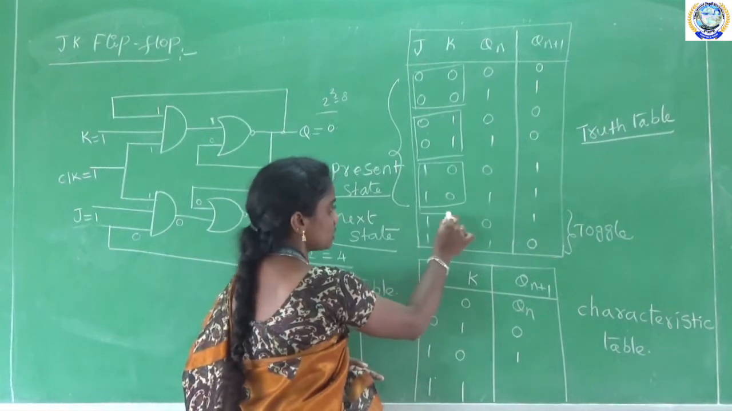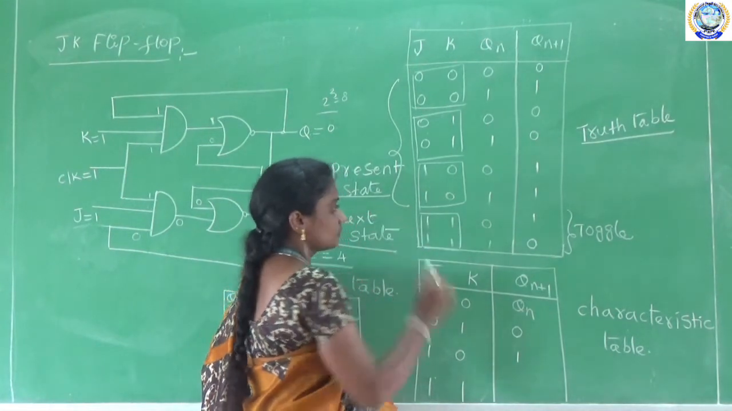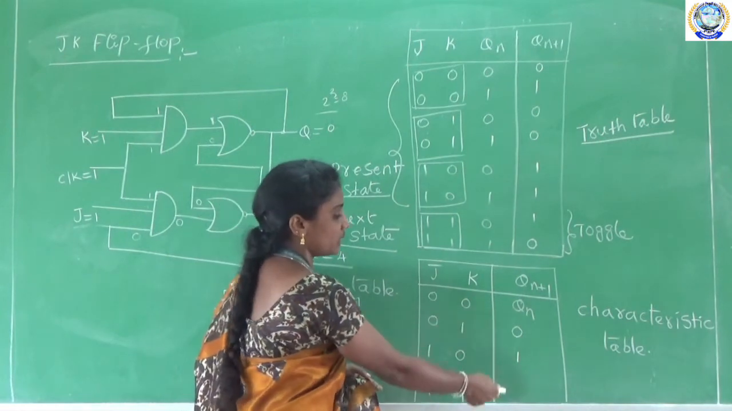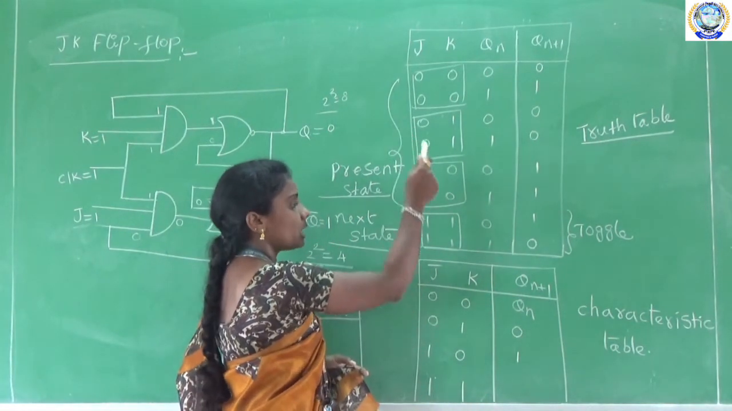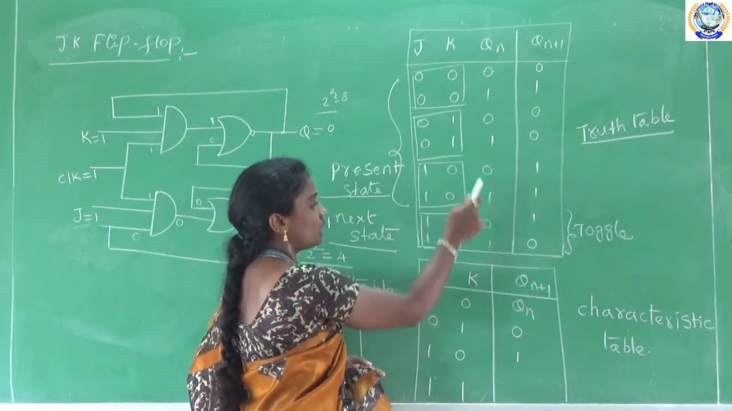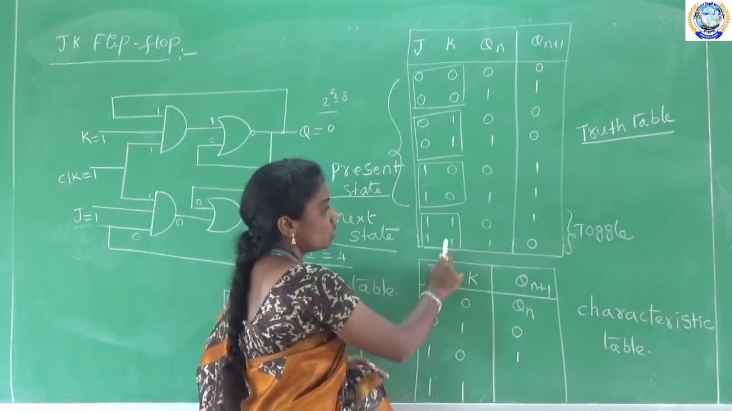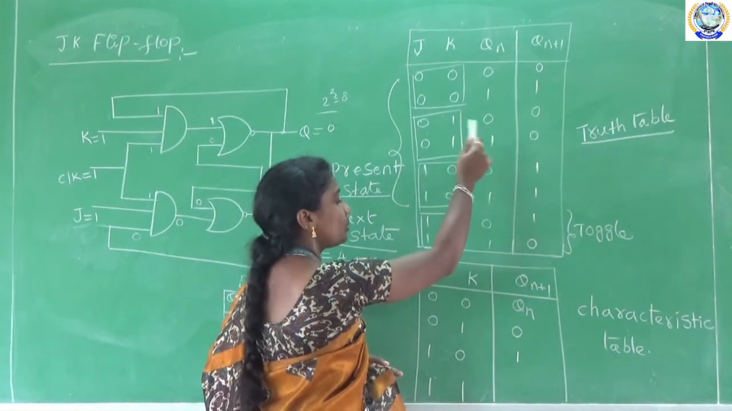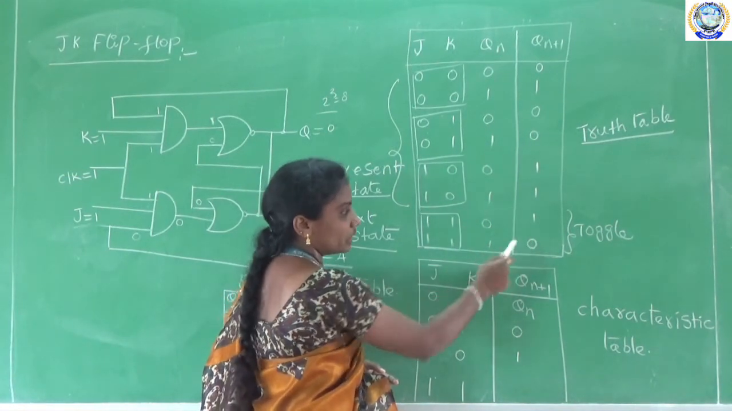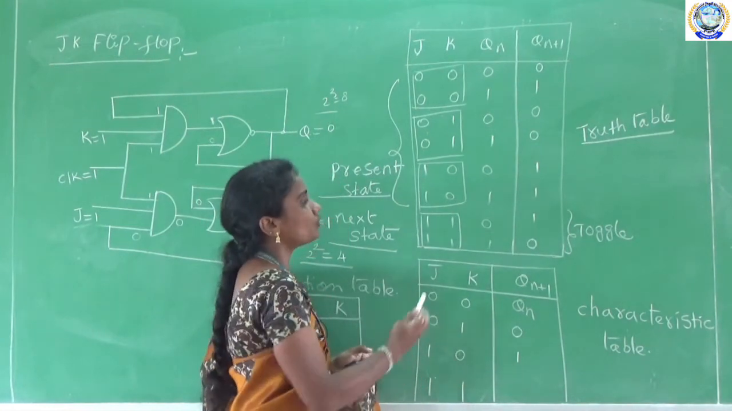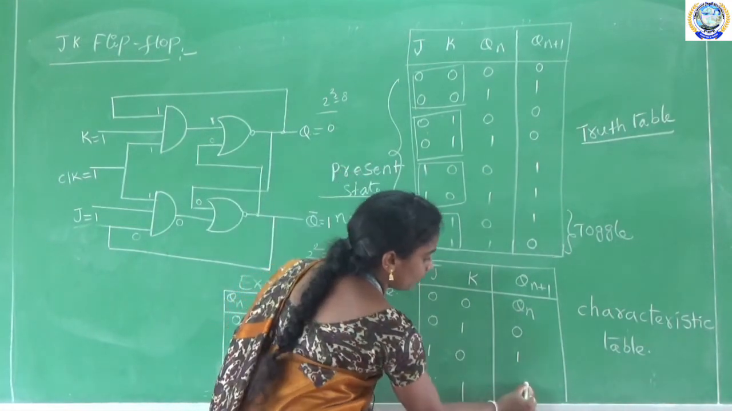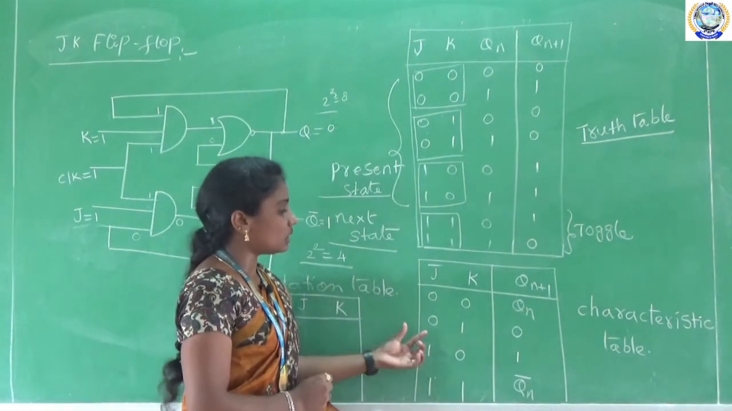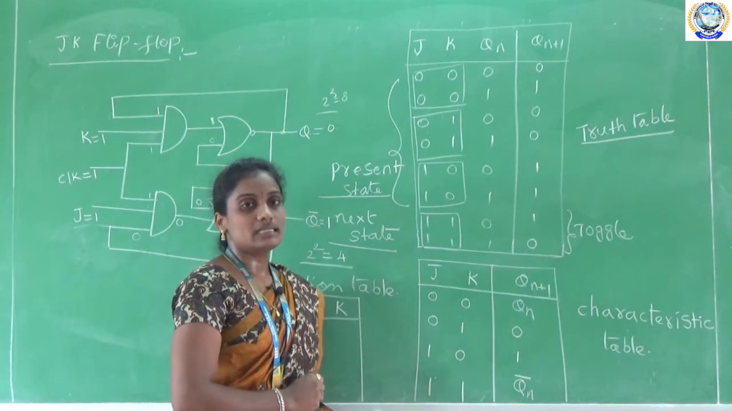Next, if we consider this one, both J and K equal to 1, then what is the next state? So when both J and K equal to 1, the present state values are 0 and 1. So if the present state is 0, what is the next state? It is 1. Present state is 1 means next state is 0. That is the complement of the present state. So here we can simply write Qn bar. So this is the characteristic table of the JK flip-flop.